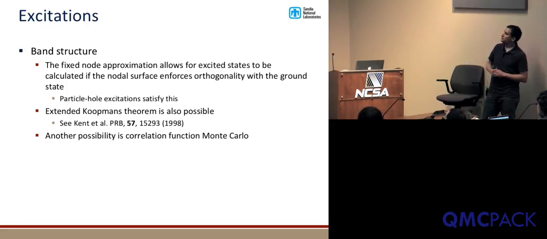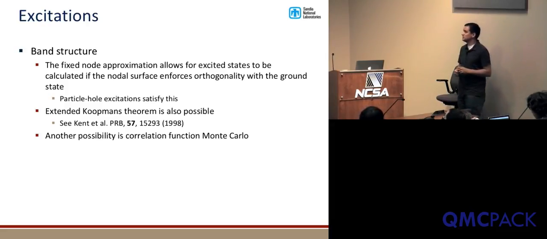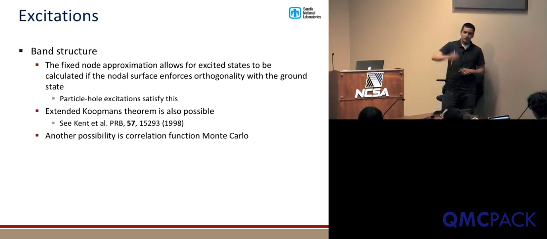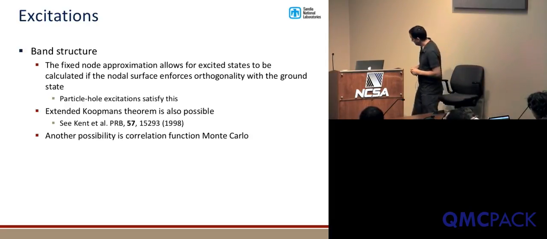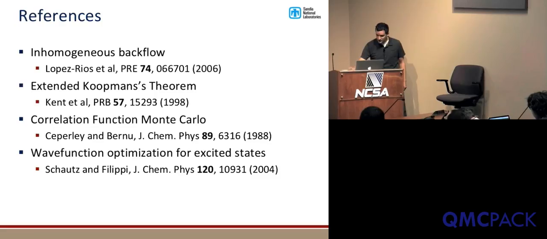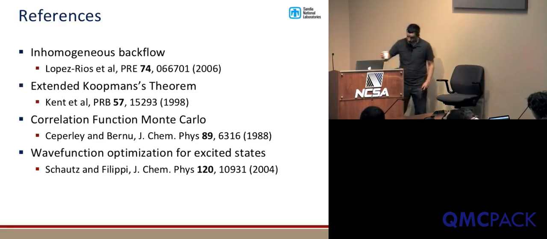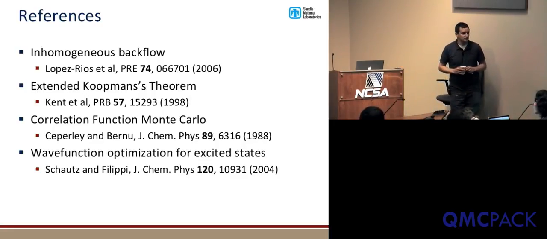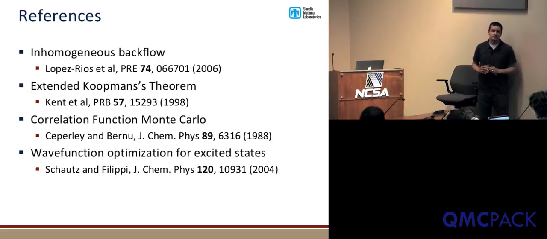There are other methods, something like extended Koopmans' theorem, or correlation function Monte Carlo tricks where you intentionally put the system in an excited state and watch the transient, and you can extract information out of that. Although those are more advanced topics, that's certainly not typical usage. So here are the references. Does anyone have any questions about any of those topics?